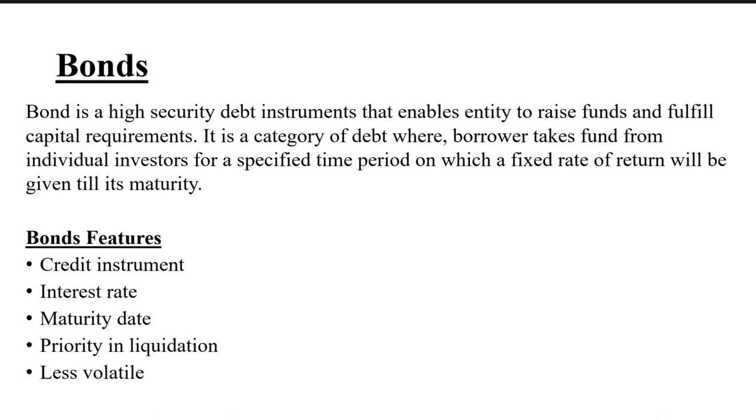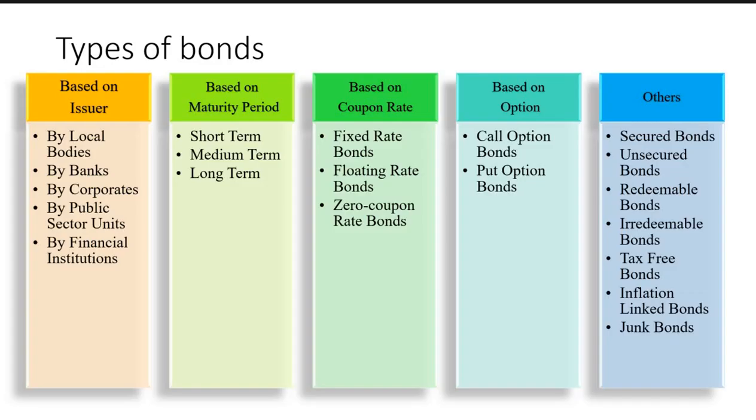So these are the features of the bonds. Next we will see what the different types of bonds are. There are many types of bonds. When you go through the internet, you will find many types, but for easy understanding, we categorized them into these five categories on the basis of their different features. The first one is on the basis of issuer.